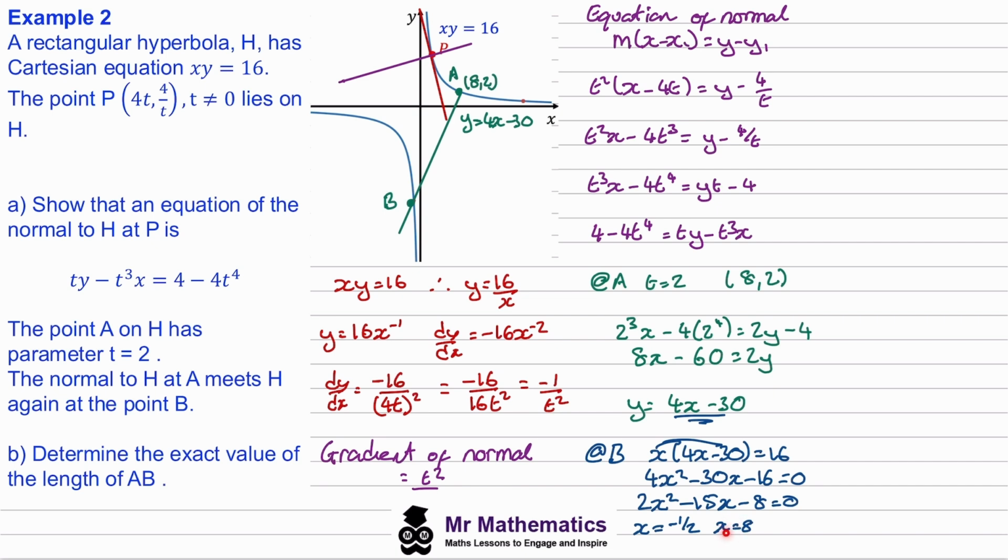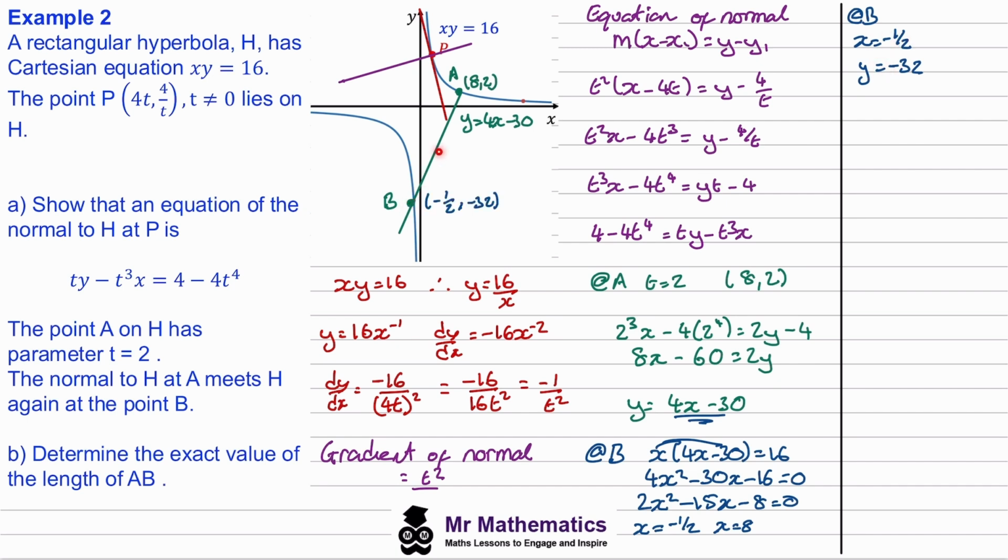We know our solution for x equals 8 is at point A. So x equals negative 1/2 must be at point B. So at B, x equals negative 1/2. We'll substitute negative 1/2 into the equation of the line. We get y equals negative 32. And I'll show this coordinate on our graph.